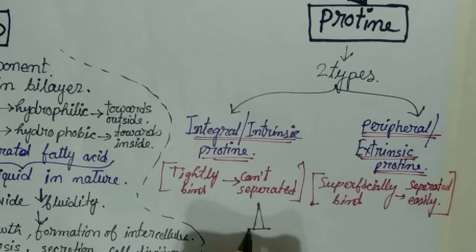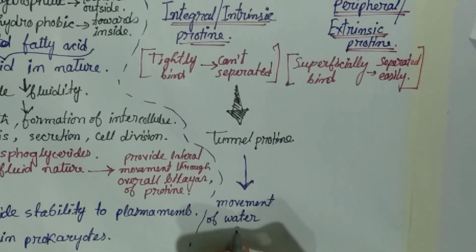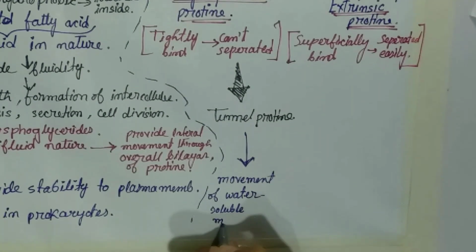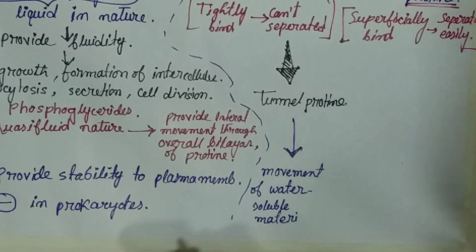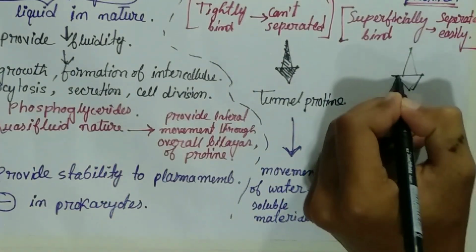The integral or intrinsic proteins are also termed as tunnel protein or channel protein. This tunnel or channel protein helps to facilitate the movement of water soluble materials through the plasma membrane.